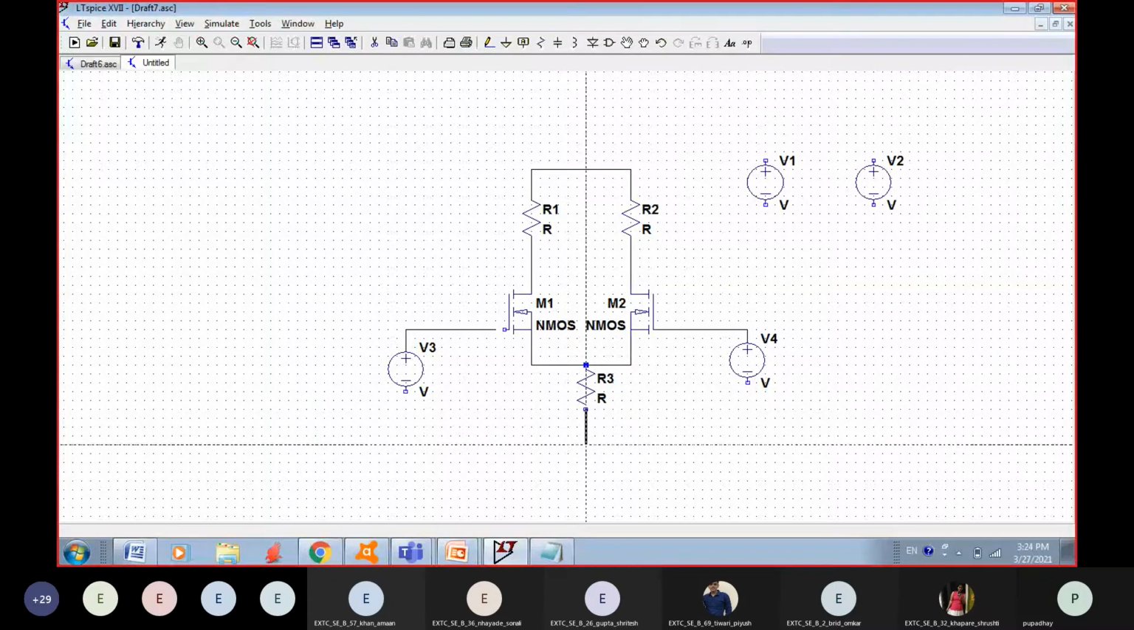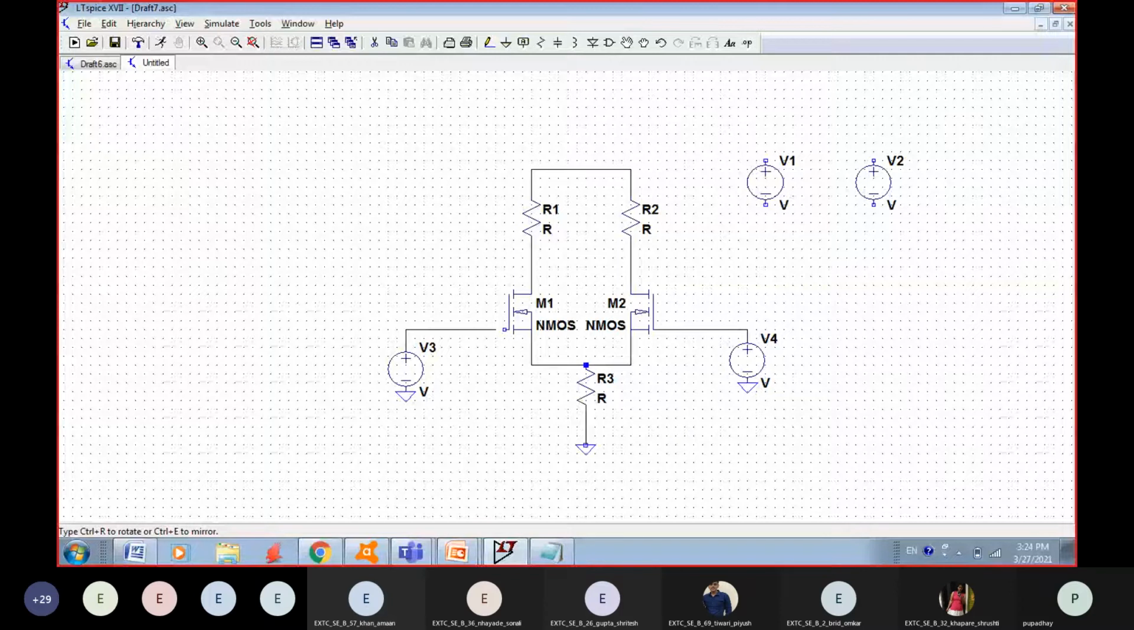So this way, and now there is ground connected. Ground should be connected here and here. Okay. At this point, you will connect this battery.